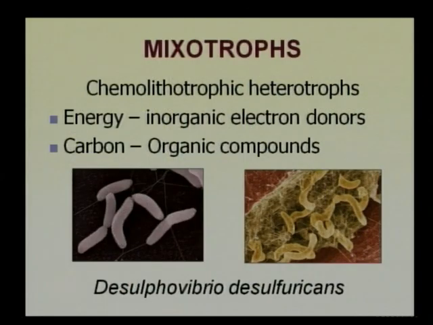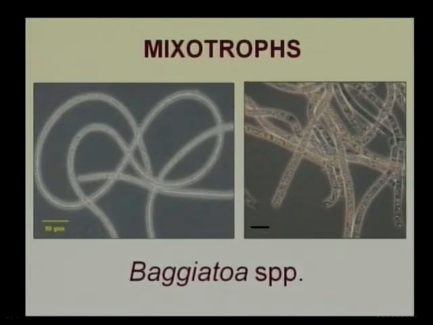Now mixotrophs. Mixotrophs are the organisms known as chemolithotrophic heterotrophs, where they can utilize both types of substances. They can obtain their energy from inorganic compounds, so inorganic compounds act as electron donors and they obtain energy from them. And carbon is obtained normally from organic compounds. So these organisms are known as mixotrophs. An example is Desulfovibrio desulfuricans as shown in the picture. The other example is Beggiatoa, a sulfur bacterium. It can also act as a mixotroph.